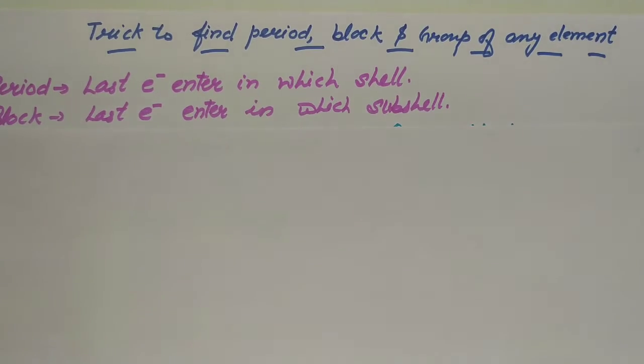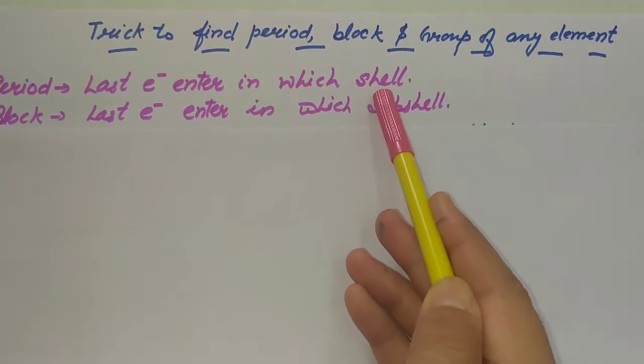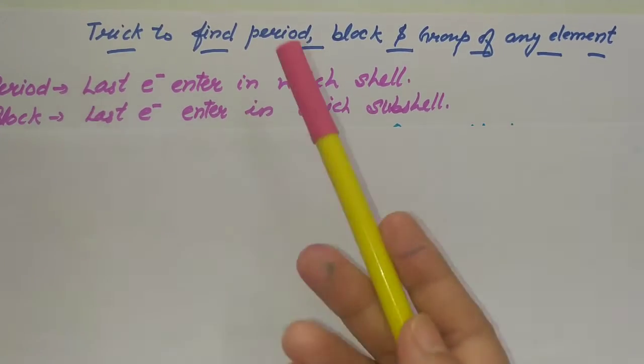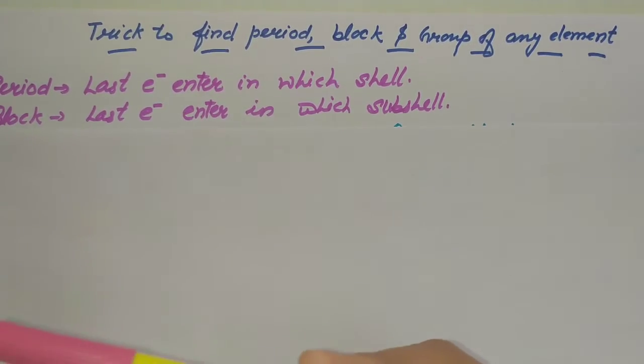Period is the shell in which the last electron enters. For example, if the last electron enters the third shell, K, L, M, N being the shells, the shell in which the last electron entered is known as its period. I will explain later with the help of examples. You can learn this rule very clearly by taking examples.